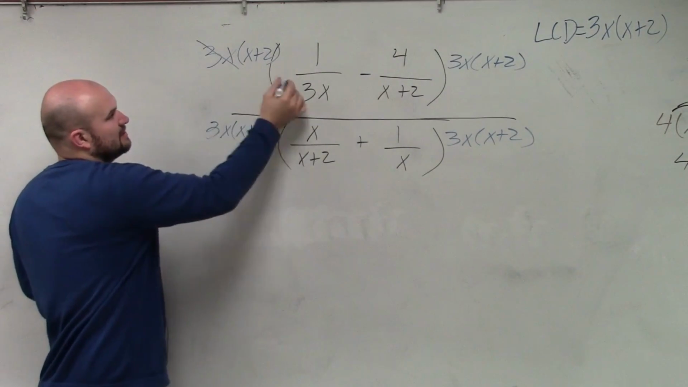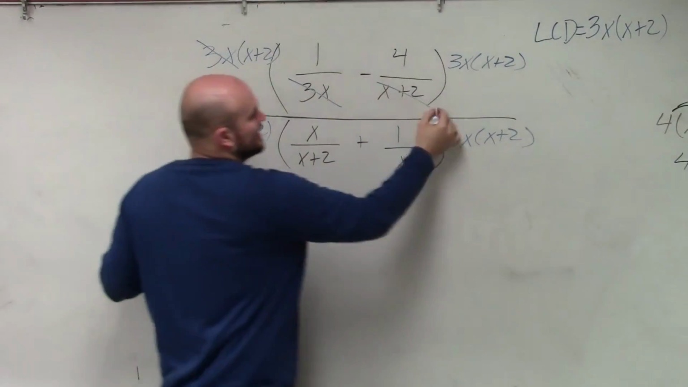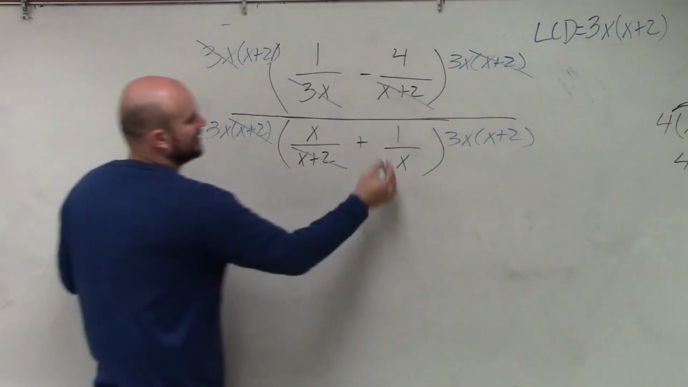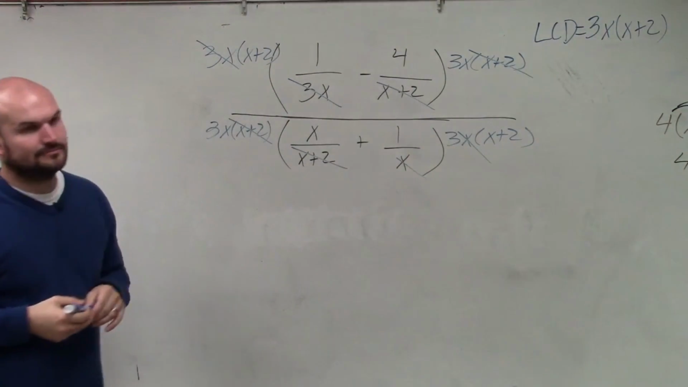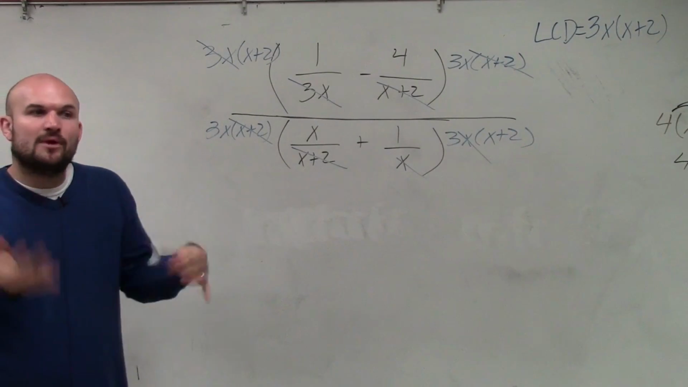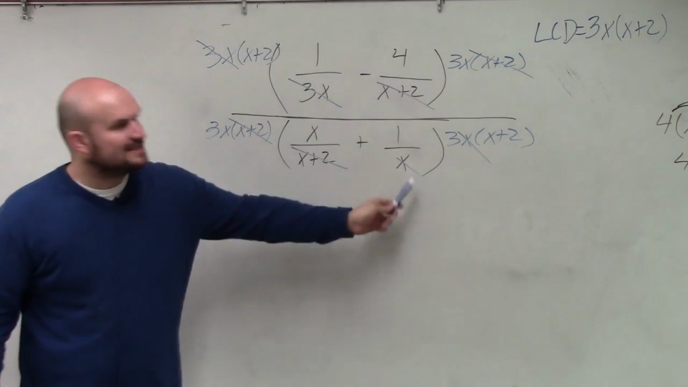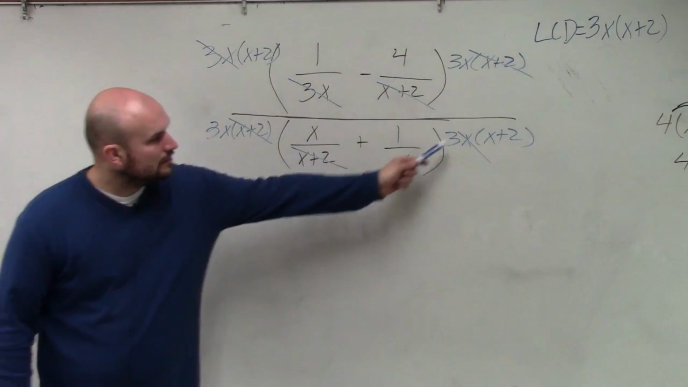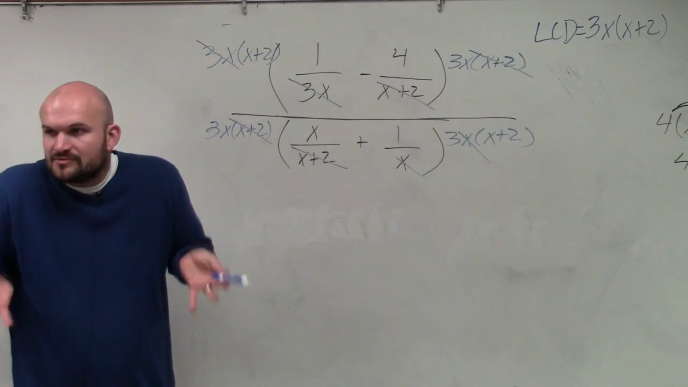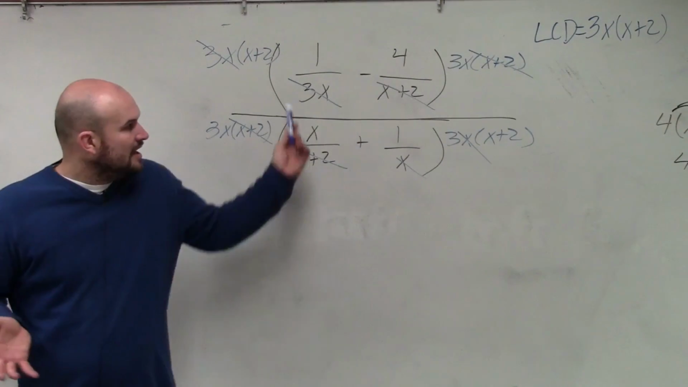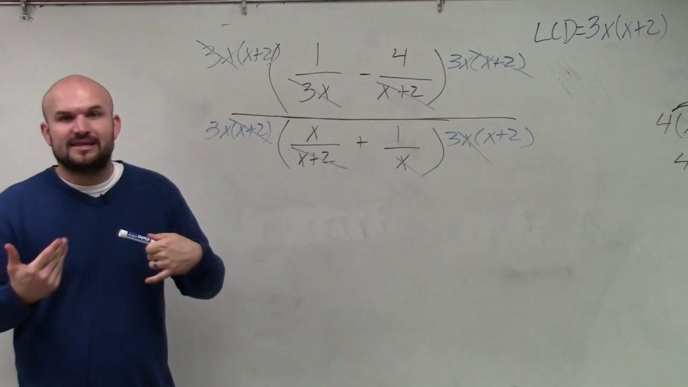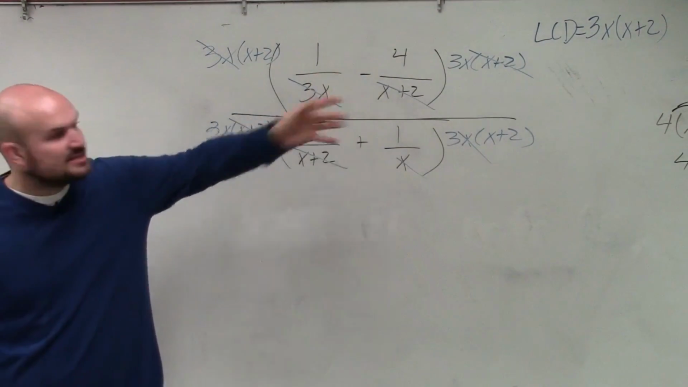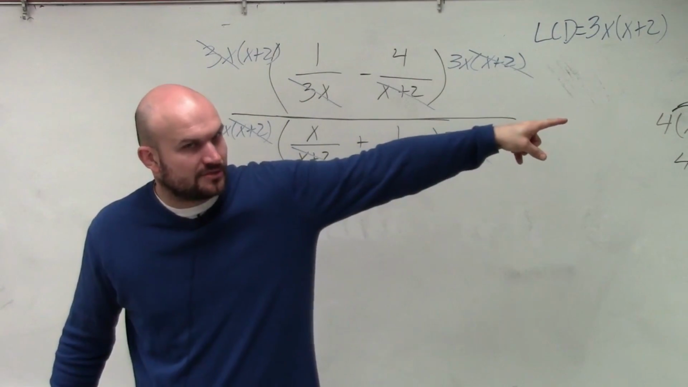3x divided by 3x divides out. Here, the x plus 2's divide out. The x plus 2's divide out. And then here, the x's divide out. By multiplying everything by the LCD, do you see how all my denominators have now been divided out? That's really important for you to see. So multiplying by the LCD gets rid of your denominators. It's helpful for complex fractions, and it's also helpful when solving rational equations.